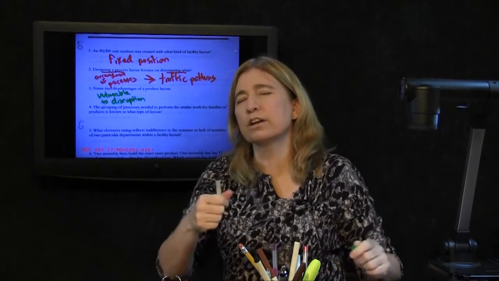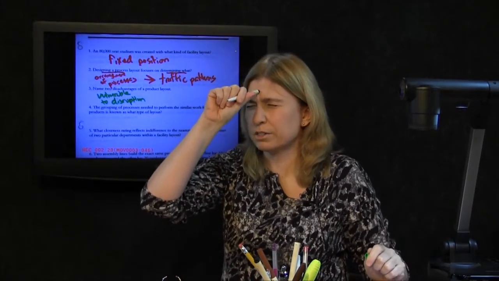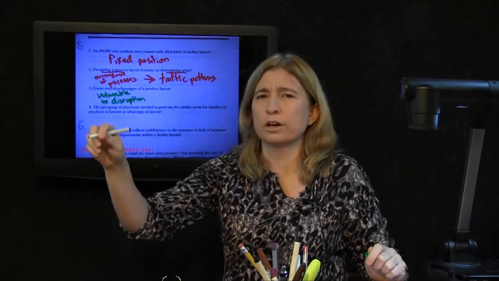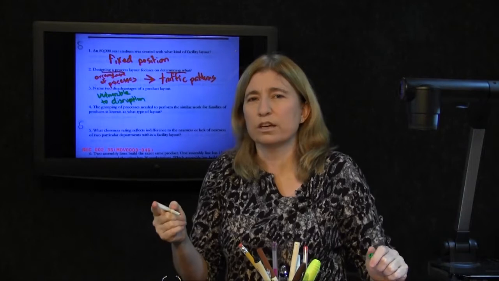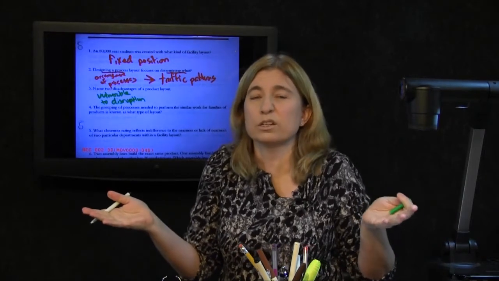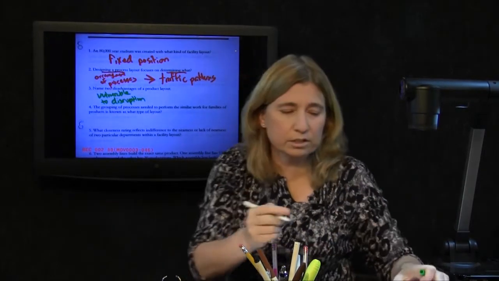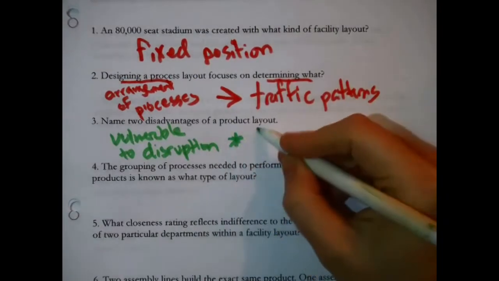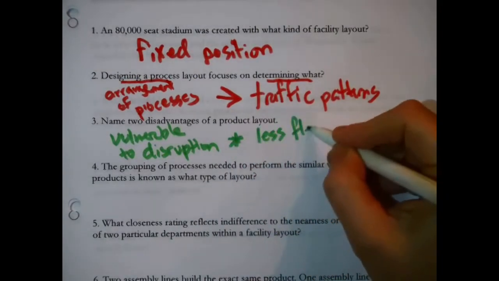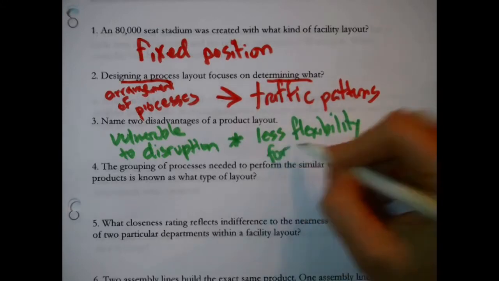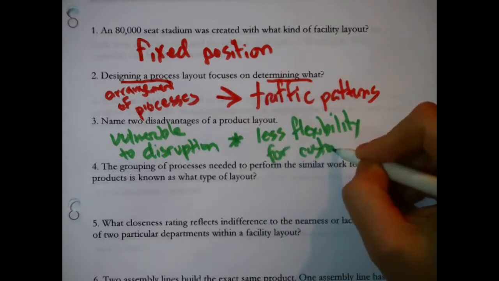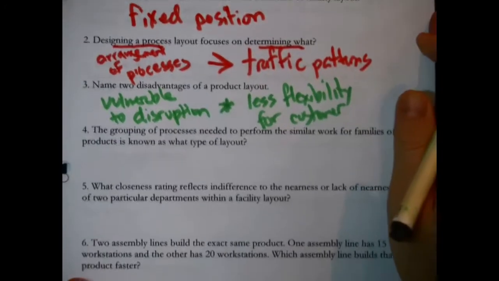Okay, fine, we still need 2 disadvantages. The other disadvantage is, wait a minute, product layout, assembly line makes a more standardized product. Wouldn't be fair to jot down standardized product as a disadvantage, because that's just a classification. It's a kind of product. But what does that mean to the customer? Less flexibility for customer. You're making a more standardized product from this type of layout.